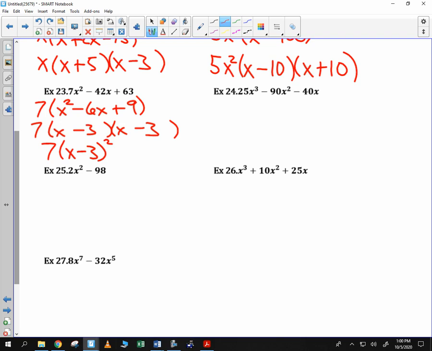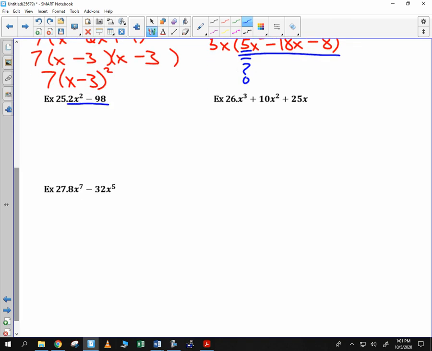25x cubed, 90x squared, 40x. Factor out a 5x. I'm left with 5x squared minus 18x minus 8. Now we're going to talk later on about trying to factor these. What do we do when this front number is not 1 anymore? Right now we're going to leave it because we haven't talked about that, but that's going to introduce what our next lesson will be.